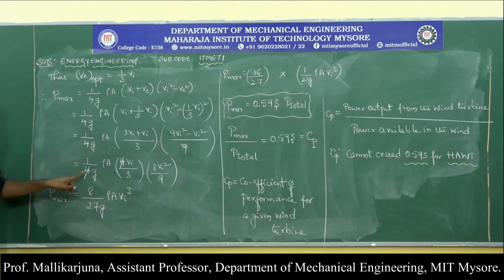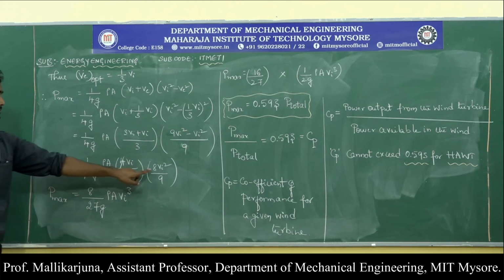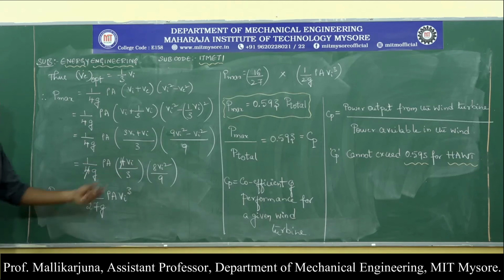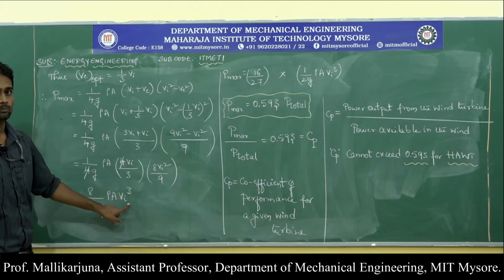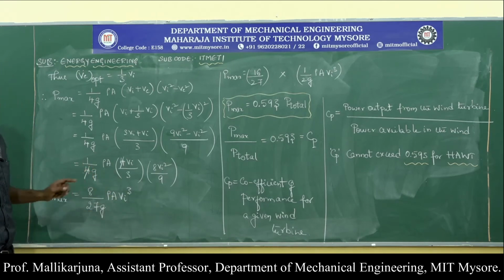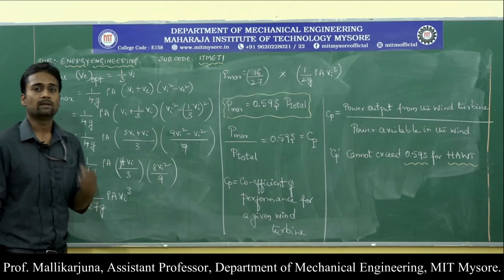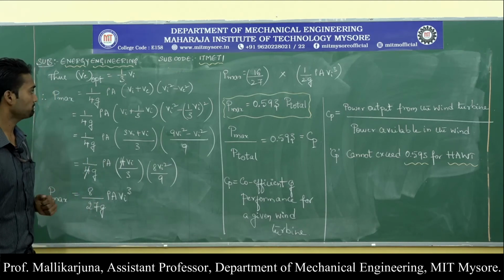Solve the equation now. 4 goes off, and then I will be remained with 8. This 8 divided by 27. 9 into 3 is 27, divided by G rho A Vi into Vi square is Vi cube. So this is the final expression for maximum power output from the given wind turbine.